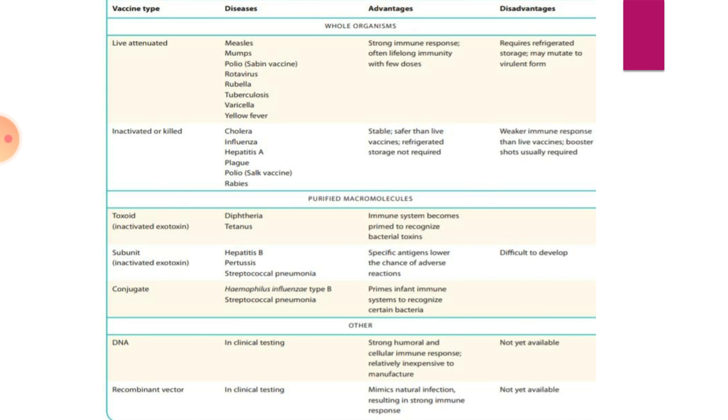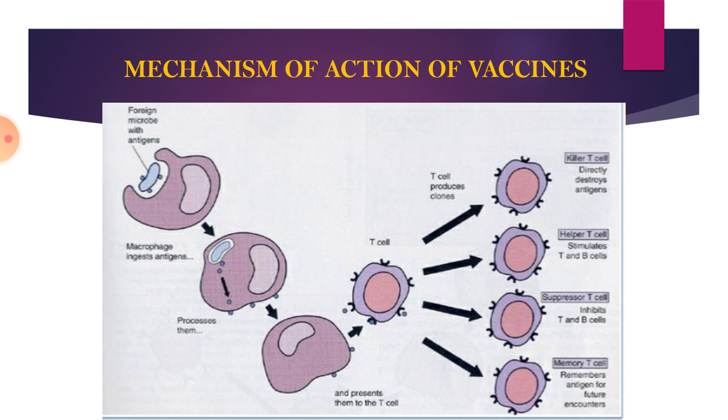Now, let's see the mechanism of vaccines. A foreign microbe with antigen is introduced to the body and is recognized by macrophages. Macrophages ingest the antigens, process them, and present them to the T cells.